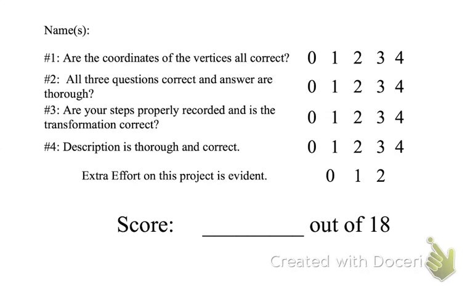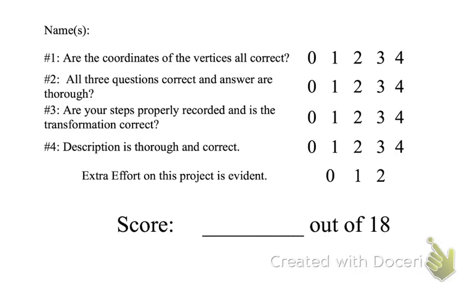And the last part here is the rubric. Alright, here's what I'll be grading you on. Number one, I'm going to ask myself, are the coordinates of all the vertices correct? 1 to 4, 0 to 4. Number two, question B, I should say. Are all three questions correct, and are the answers thorough? Kind of asking myself, are your answers thorough and are they correct? Question C, or number 3. Are your steps properly recorded and is this transformation correct?